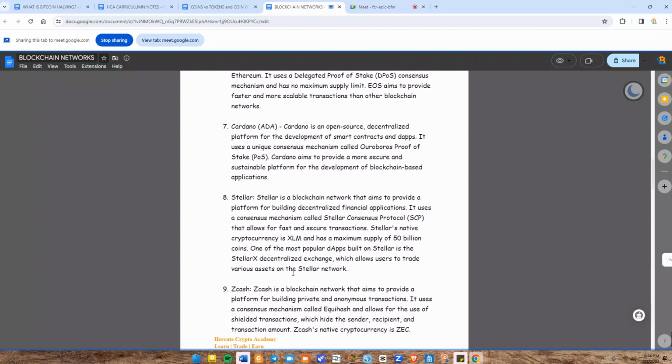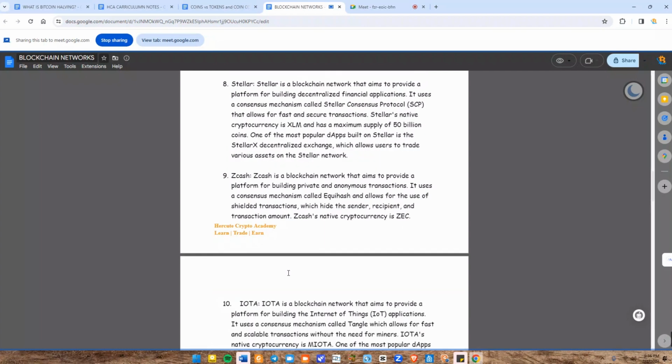You see, Bitcoin is already doing this. Bitcoin has been built in a manner that is private and anonymous. But here comes another project, Zcash, which is trying to build a platform that brings about private and anonymous transactions. It uses a consensus mechanism called Equihash and allows for the use of shielded transactions, which hide the sender, recipient, and transaction amount. So Zcash's native cryptocurrency is ZEC.